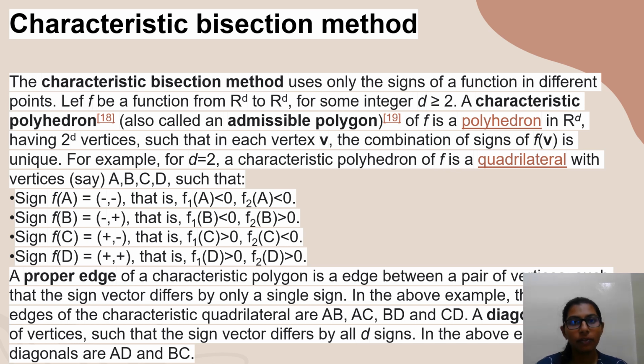For example, for d equal to 2, a characteristic polyhedron of f is a quadrilateral with vertices a, b, c, d such that the sign of f of a is minus, minus, that is f1 of a is less than 0 and f2 of a is less than 0. Like that, the signs of f of b, f of c, and f of d are minus, plus, plus, minus, and plus, plus. A proper edge of a characteristic polygon is an edge between a pair of vertices such that the sign vector differs by only a single sign.